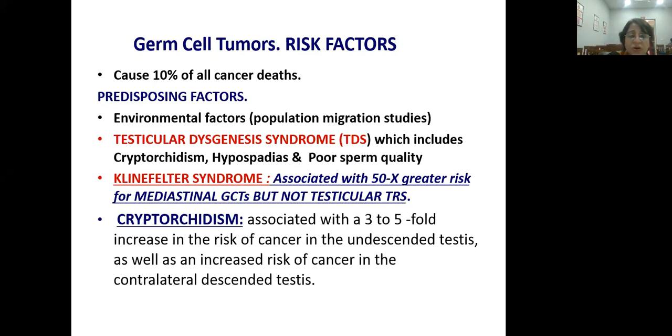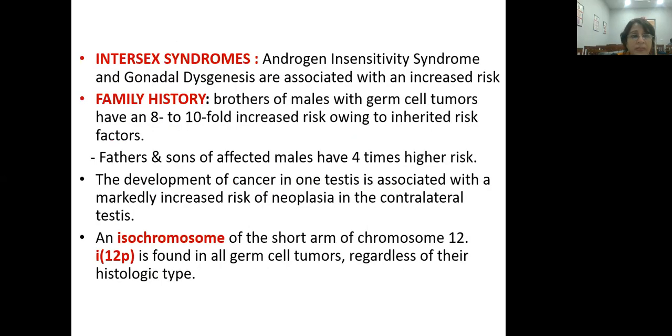So cryptorchidism or undescended testes is associated with, ye baby pehle bhi bataya ki it is associated with a 3 to 4 fold greater risk of developing cancer, not only in the undescended testes but also in the contralateral descended testes. Then intersex syndromes like androgen insensitivity syndromes and gonadal dysgenesis, that is pseudo hermaphrodites wagera, maybe there are increased chances of developing testicular cancer.